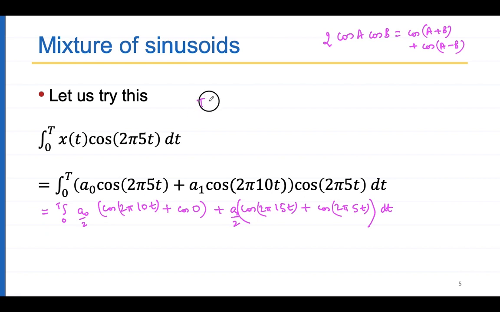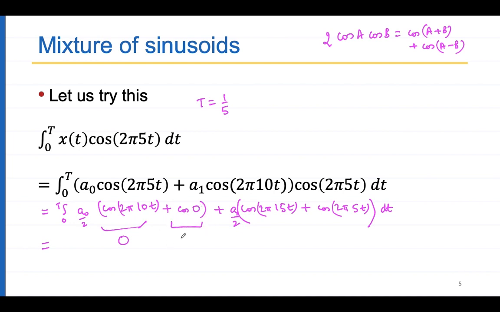We derived that the period of the signal is 1 upon 5 seconds. So I'm integrating over one period. Okay, now what do we get? If I integrate, what is the integration over cos of 2π10t? It will be sine of the thing, and then when you integrate over the limits, it will become 0. So this part will become 0. What will this part be? cos of 0 is always 1.